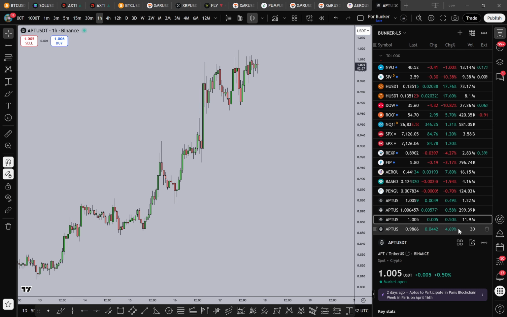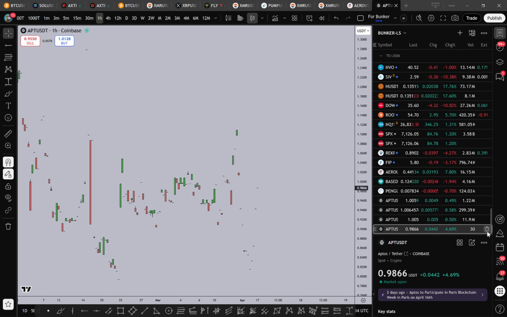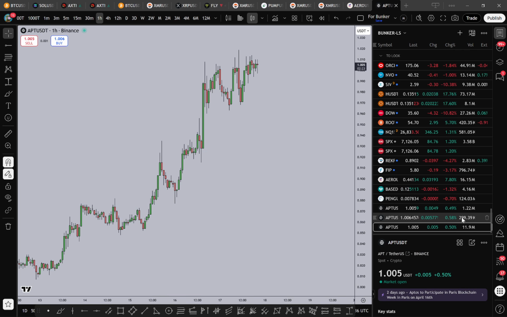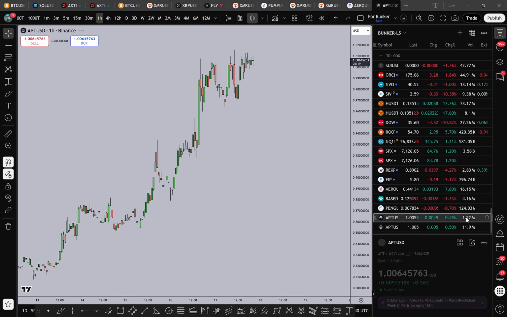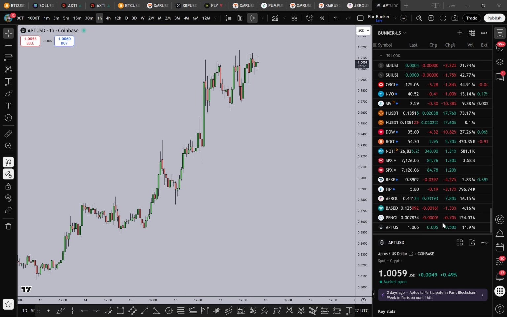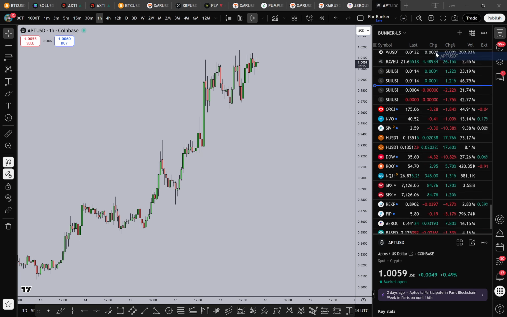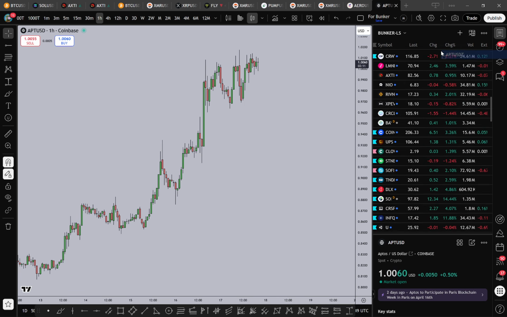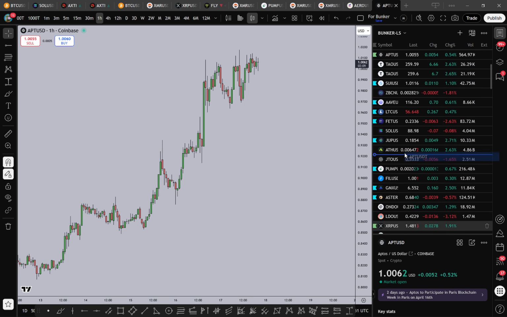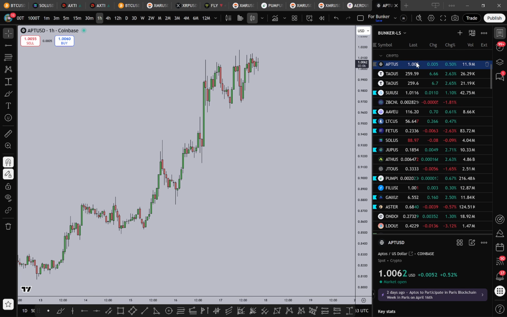Of course, this has way more volume. I don't know why this one isn't showing anything, but let's get rid of that. So I'm just going to do this analysis on this just because there's more volume, right? Coinbase. So let me just drag this up next to Aptos over here. There.